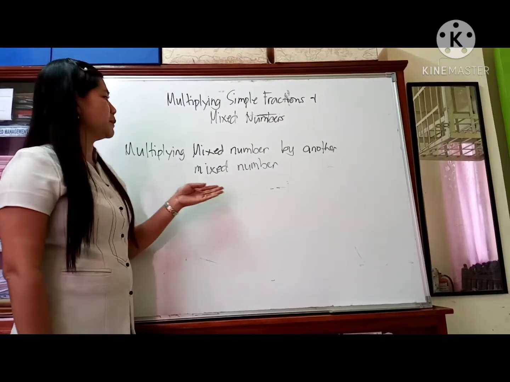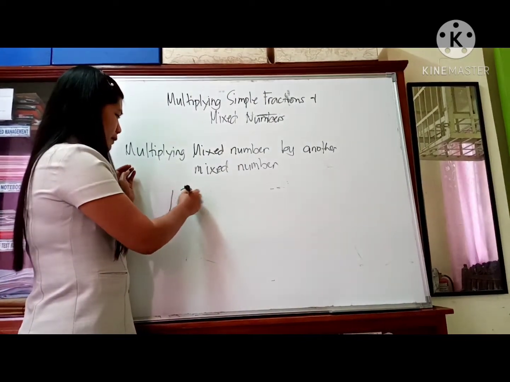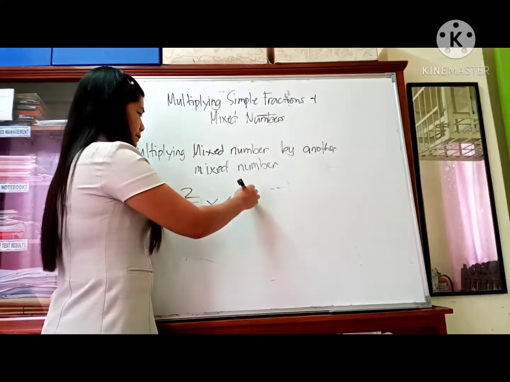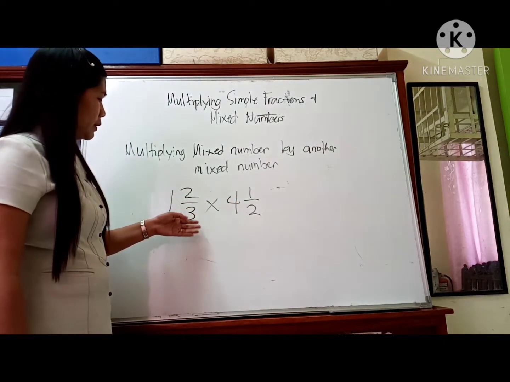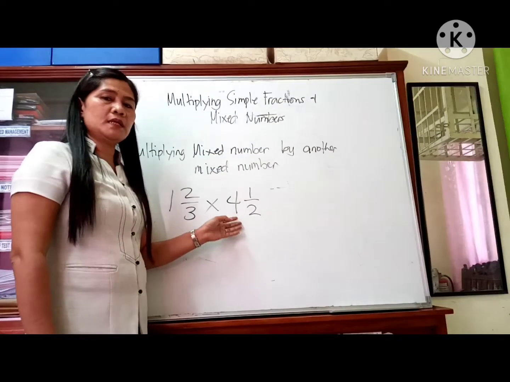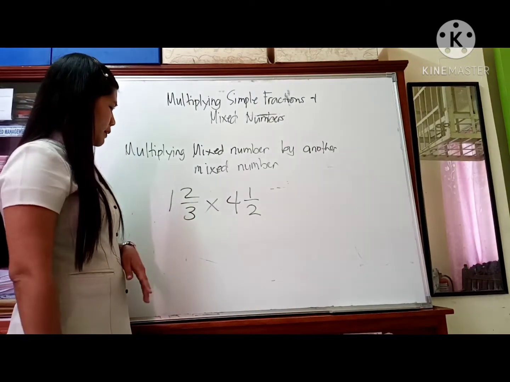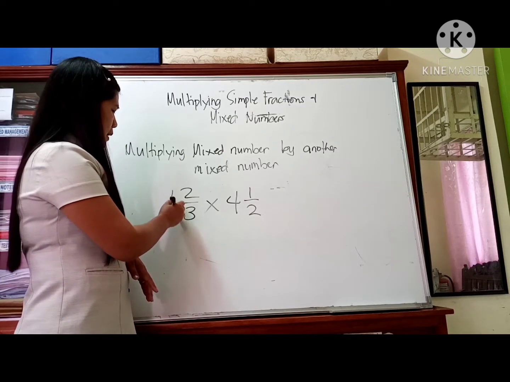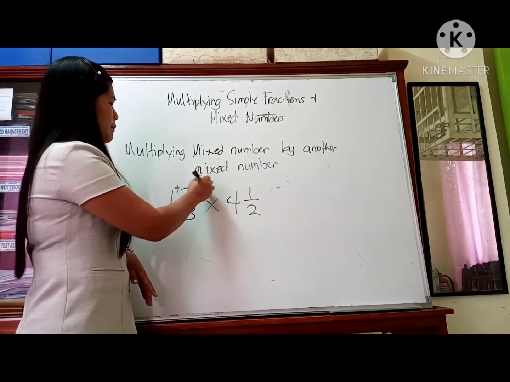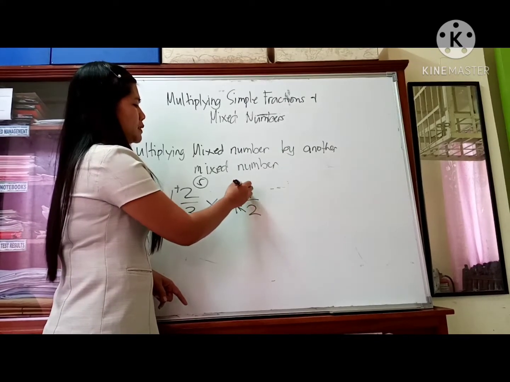Okay, so let's have now multiplying a mixed number by another mixed number. So let's take 1 and 2/3 times 4 and 1/2. Okay, so the same, mixed numbers. First, you are going to change the mixed numbers into improper fractions, the same as what we have done. So 3 times 1 is 3, plus 2 is 5. Then 2 times 4 is 8, plus 1 is 9.